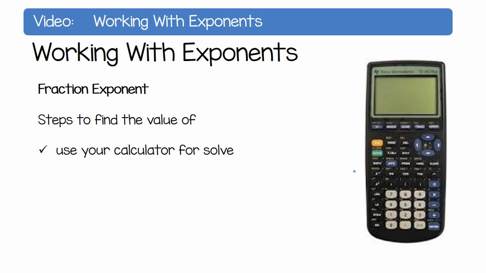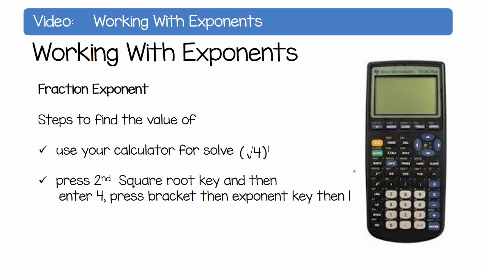Now, with your calculator, the square root of 4 can be found by pressing the second key, the square root key, and then enter 4, press the bracket, then the exponent key, then 1. You will find the square root key here on your calculator. When you're finished, press enter.